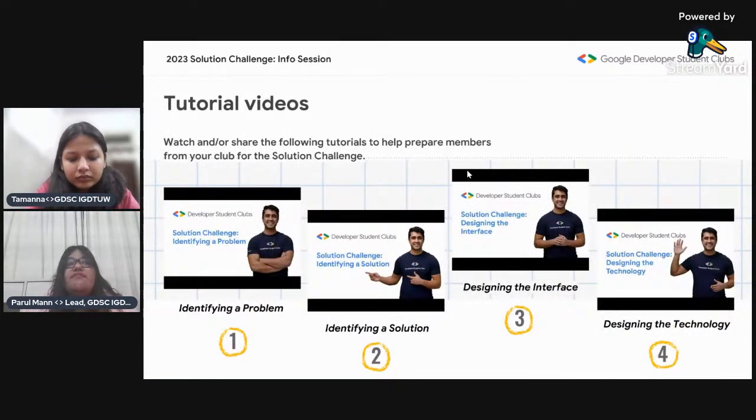Now, as you might have seen from Akansha, in her very extensive explanation, these are the steps you're going to be following to develop your project. The first is identifying a problem, then identifying a solution and figuring out the technology that goes behind it, designing an interface, and then designing the technology. These are the steps you're going to be following, and again there are dedicated videos on each and every one of them for you to get to know better.